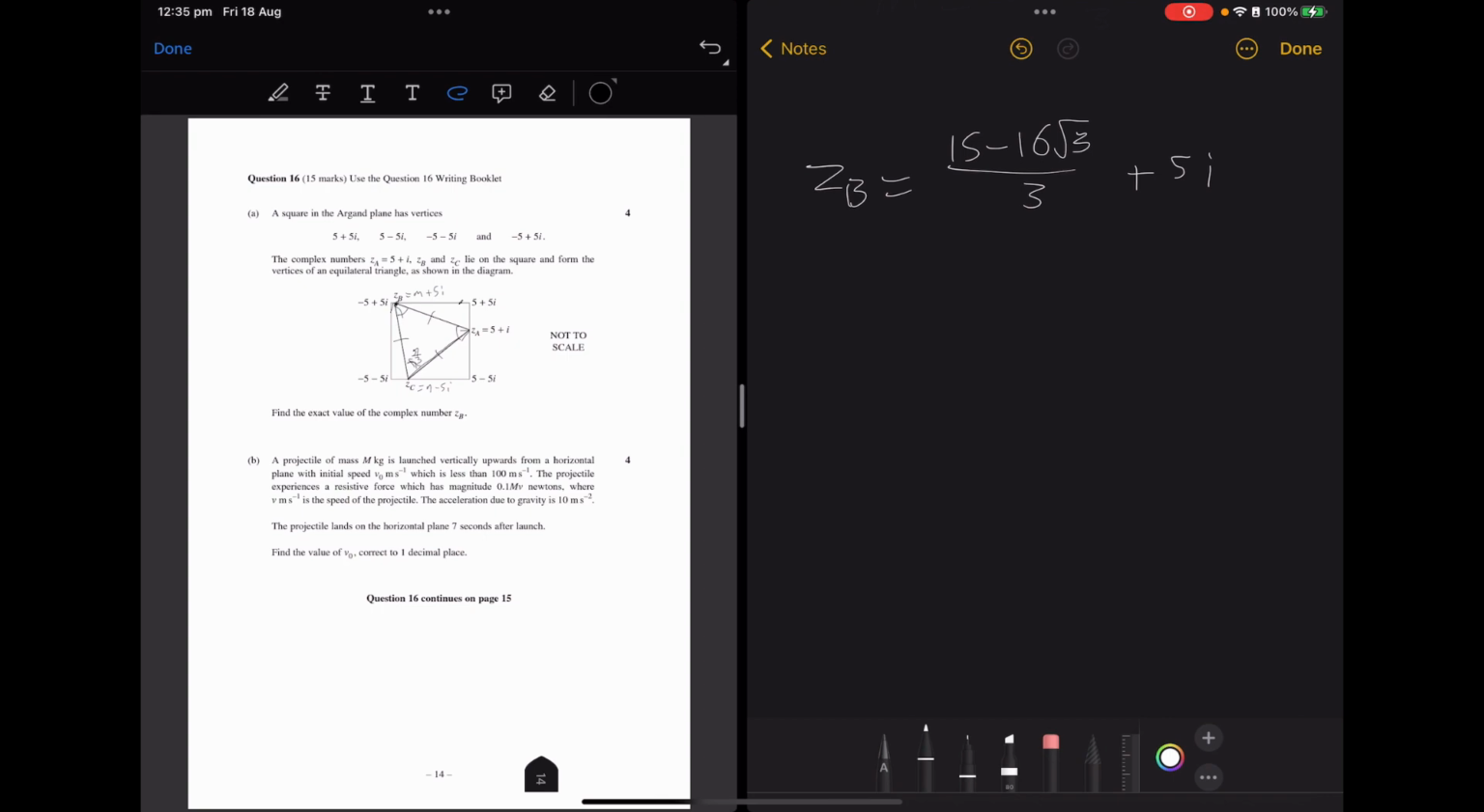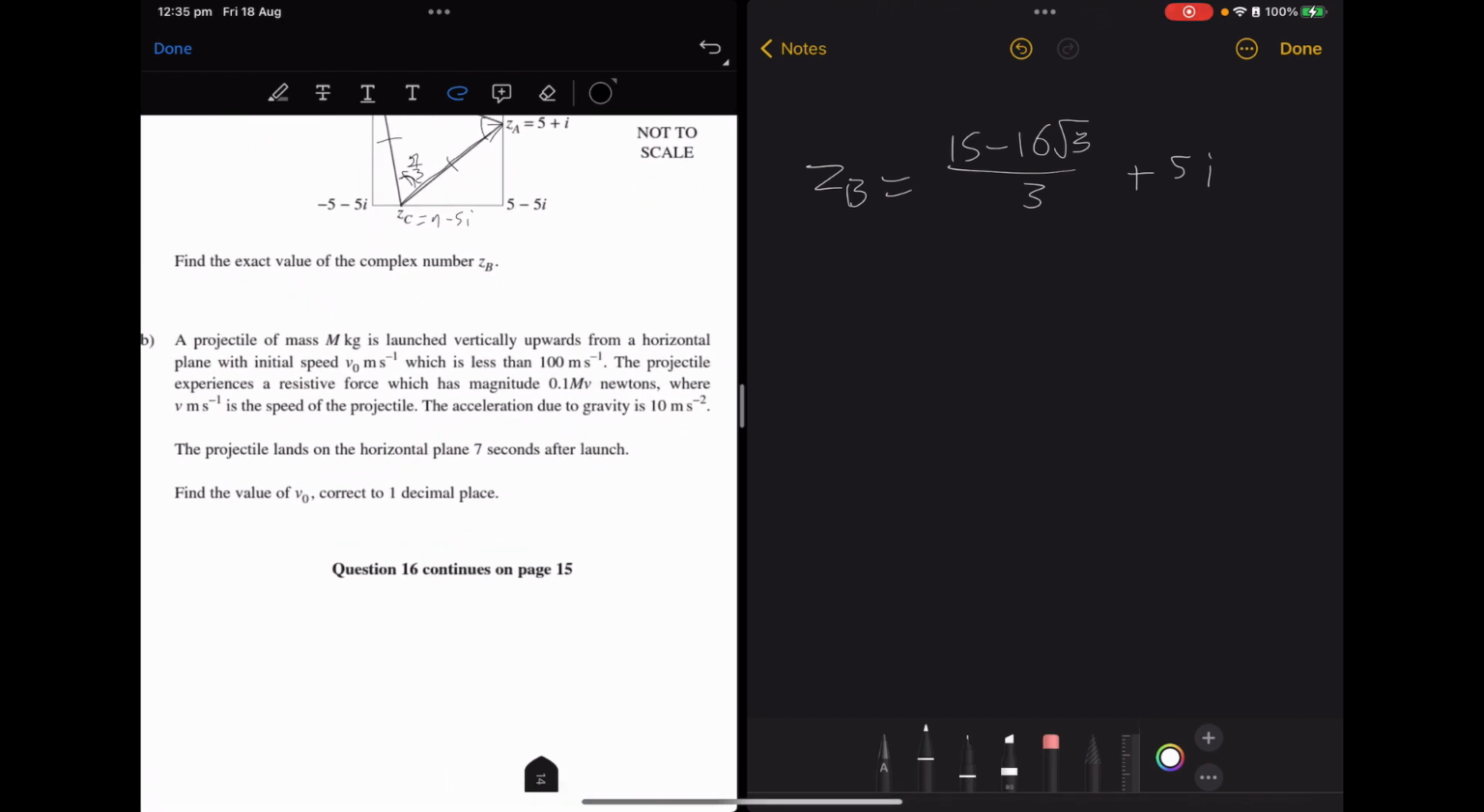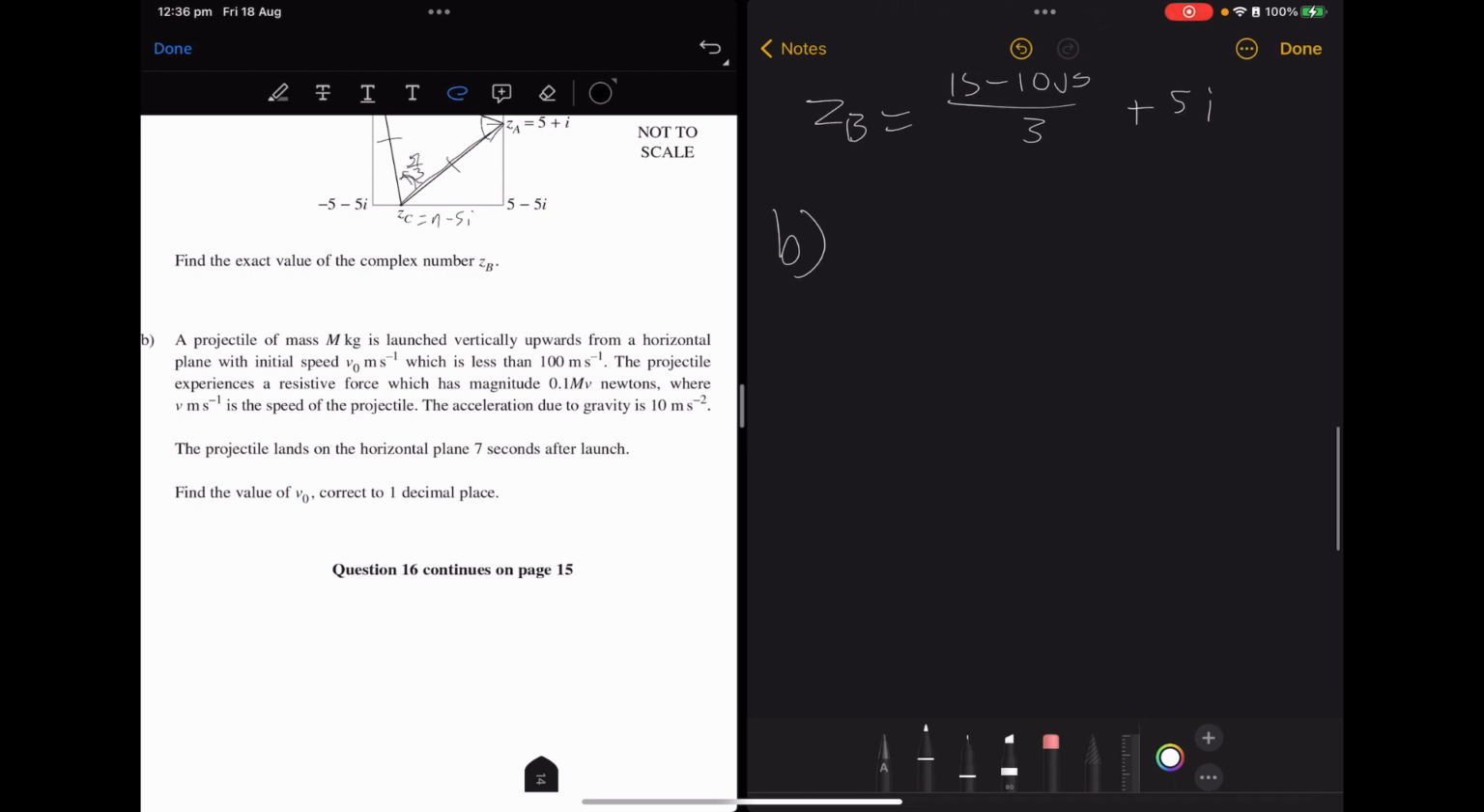So next for part B, we have a projectile of mass m kilograms launched vertically upwards from a horizontal plane with initial speed v0, which is less than 100, and so on. The projectile lands on the horizontal plane 7 seconds after launch, and find the value of v0 correct to 1 decimal place. So this one is a little bit tricky, but let's first get our equation out, which is force equals mass times acceleration, if you guys know.